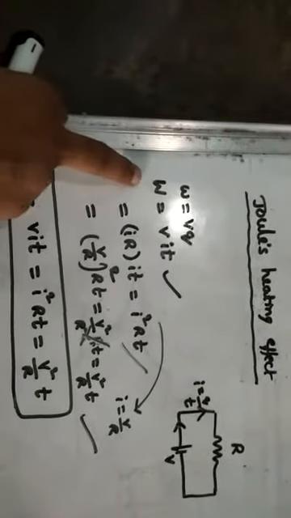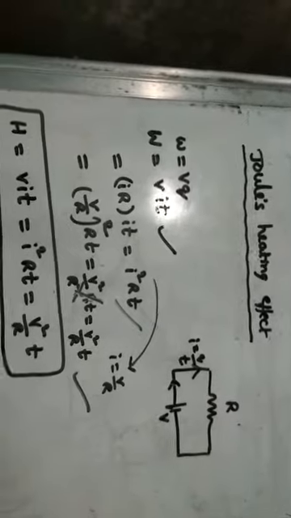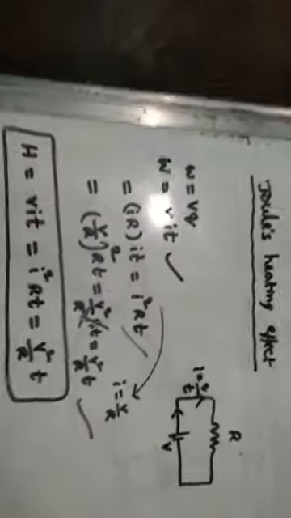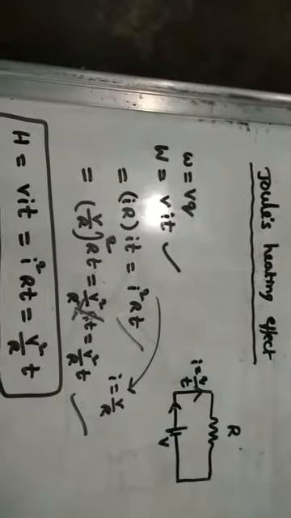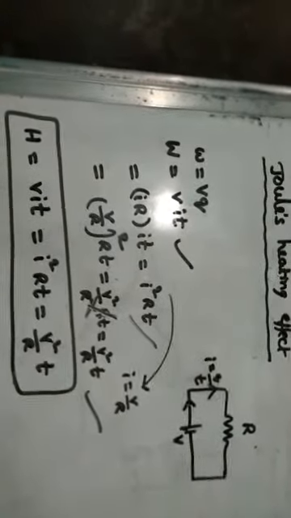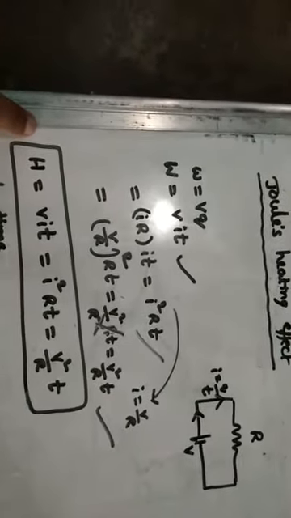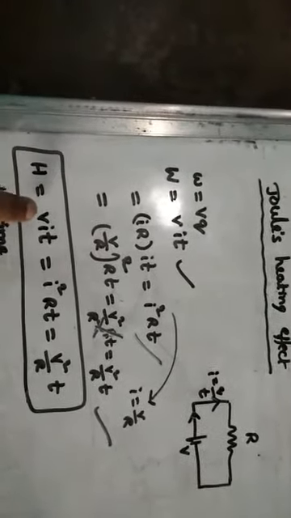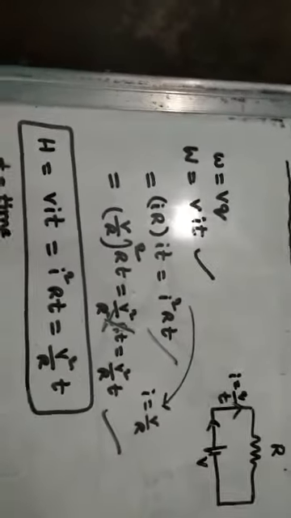So all this work done by the battery converts into heat energy developed in the conductor. Work done converts into heat energy. Hence H is equal to heat energy, and this effect is called Joule's heating effect. Whenever current is passing through a conductor, heat is developed in the conductor. That is called Joule's heating effect. How much amount of heat is developed here? So three formulae are there according to the given data: VIT, I square RT, V square by R into T. These are the three formulae.